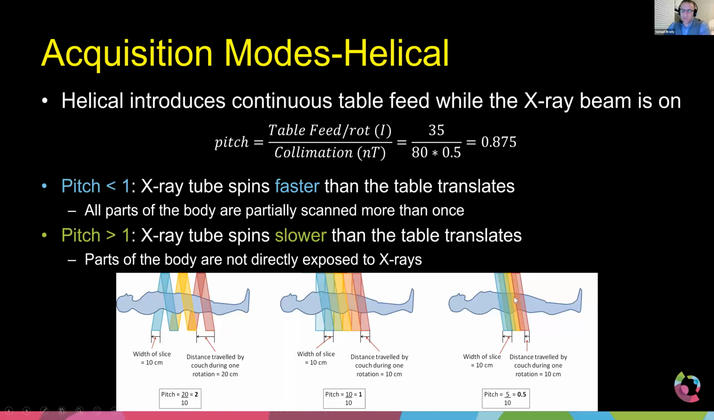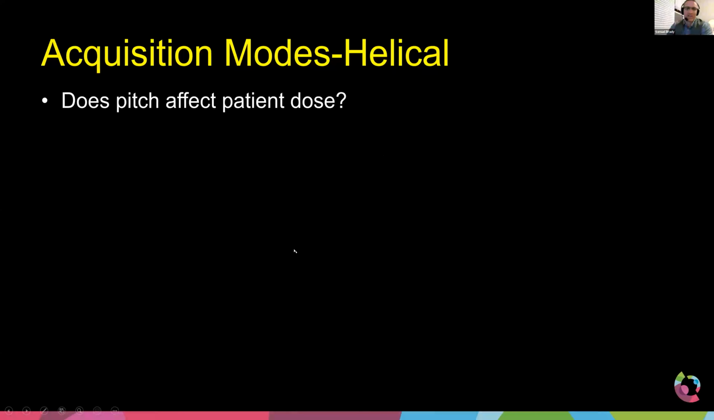And if we do a pitch less than one, we're imaging certain parts of the body twice as it spins through going really slow. So you would think, oh, well, wait a minute, radiation dose must be higher. And the answer is, that is not correct. I mentioned to you, all of our little kids are imaged at pitches less than one. That would mean every one of our little kids was being overexposed, but it's not true.